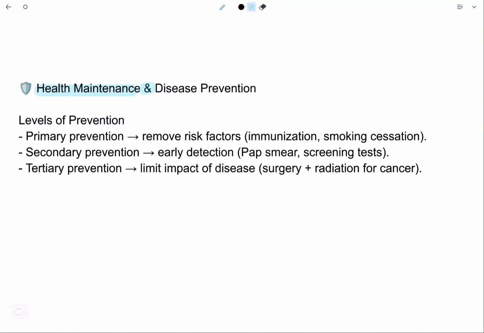Health maintenance and disease prevention. Levels of prevention. There are three levels of prevention: primary prevention, secondary prevention, and tertiary prevention. In primary prevention, we remove risk factors, like immunization and smoking cessation. Secondary prevention is early detection, for example, pap smear screening test. Tertiary prevention limits the impact of disease, for example, surgery plus radiation for cancer.